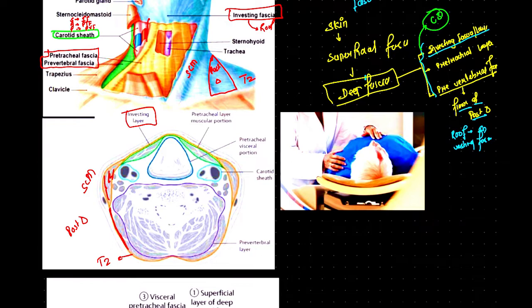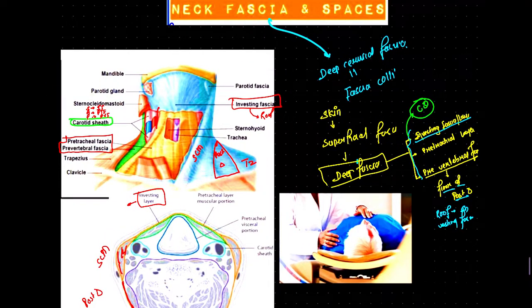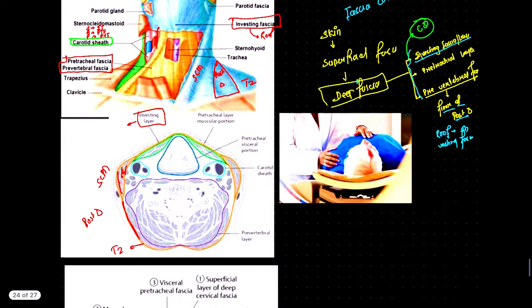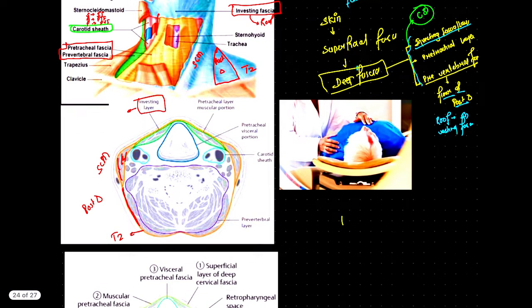Now, about this investing layer, we need to know about its attachments. Superiorly, it is attached to where? As you know, we are talking about the cervical fascia of the neck. Posteriorly, it is attached to the occipital protuberance at the occipital bone, and along with the occipital protuberance, it is also attached to the superior nuchal line.